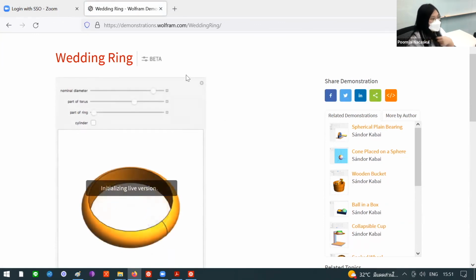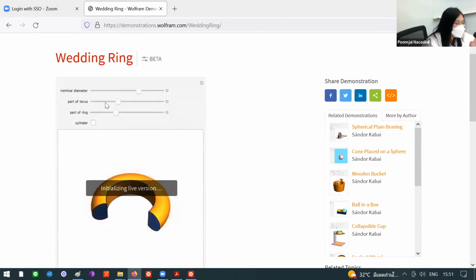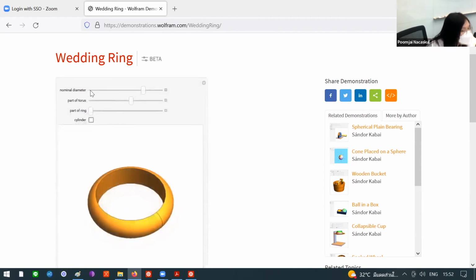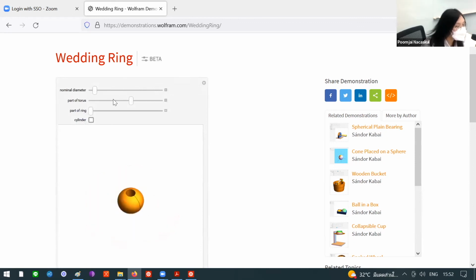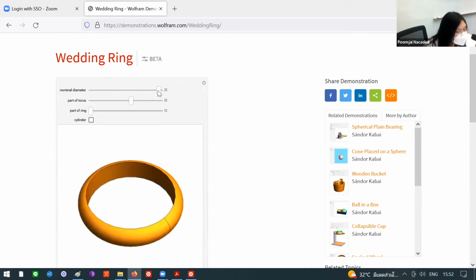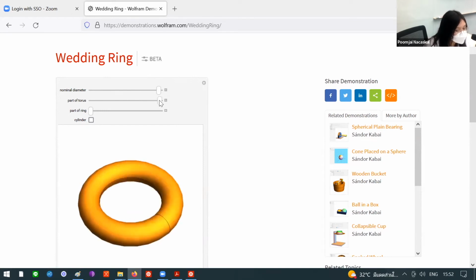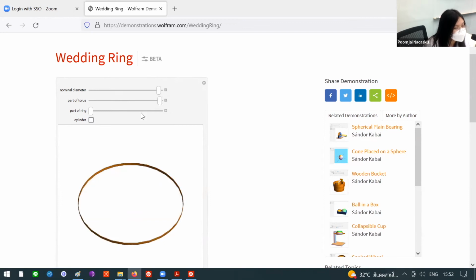So I'll show the difference first. The nominal diameter, if it's less, it will be a different shape. As you increase it, it will expand more like this, and the part of the torus is like here, but if you increase it, it'll be like this. So the part of the ring is obvious. Let's see like this.